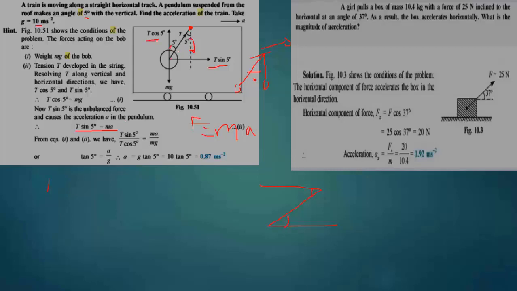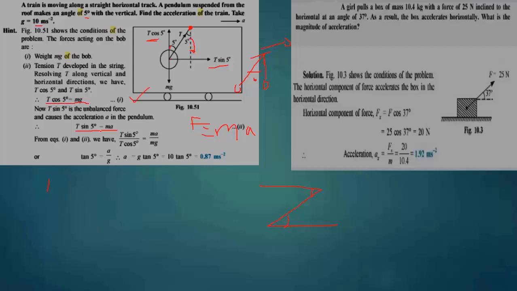Again, T cos 5 ndio itakuwa sawa na weight, kwa sababu hiyo ndio ina act juu na chini, za juu na chini zinafanana, kwa sababu it is not moving up or down, it means it is in equilibrium as long as the vertical motion is concerned. Sawa, it is in equilibrium sababu inabaki at the same level, because the upward force is equal to the downward forces. So T cos 5 ni sawa sawa mg. Kwa hiyo tuna equation nyingine kwamba T cos 5 ni sawa sawa mg.